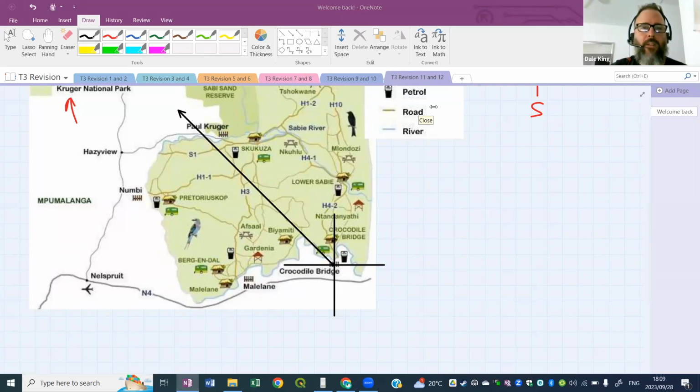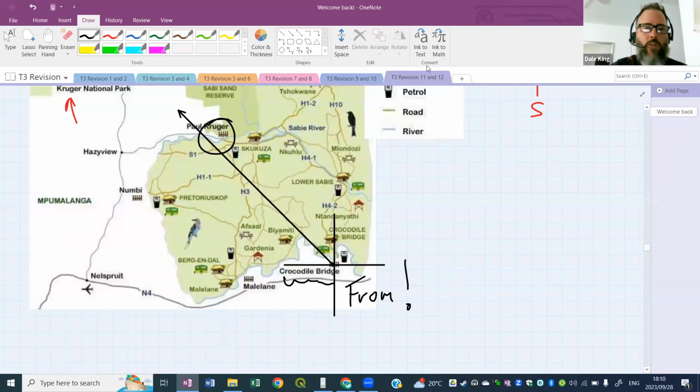Yep, it's Paul Kruger. All right, it's this one here. Okay, so he's entering at that gate, which is northwest from the Crocodile Bridge gate here. So I drew a line northwest, and I can see that the Paul Kruger gate is the gate that is northwest of the Crocodile Bridge gate. All right, so he enters the gate there.